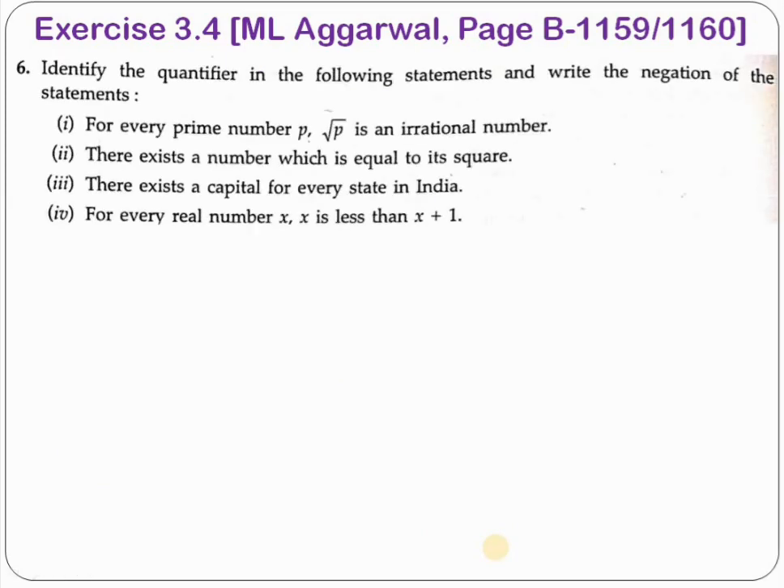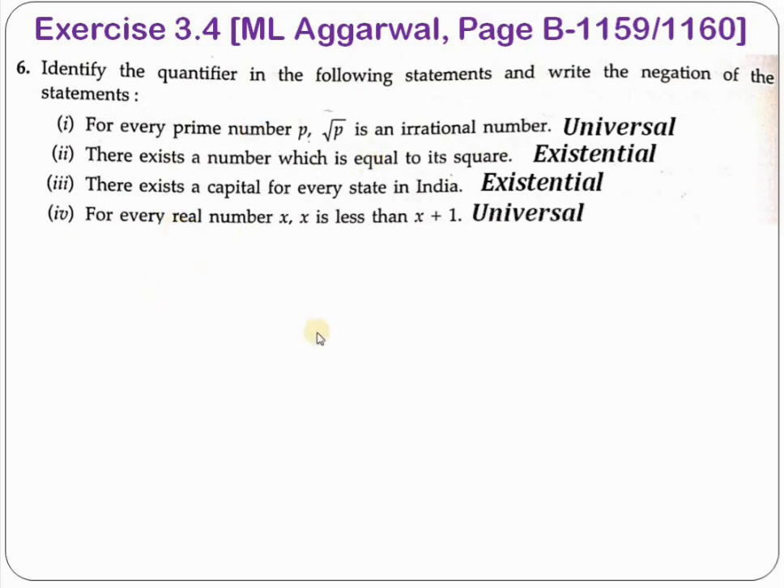The next question is about identifying the quantifier. We have learned two types of quantifier, one is universal and the other is existential. For every means for all, that means this is universal. There exists means existential, there exists again existential. For every means it is universal. So this is very simple here.